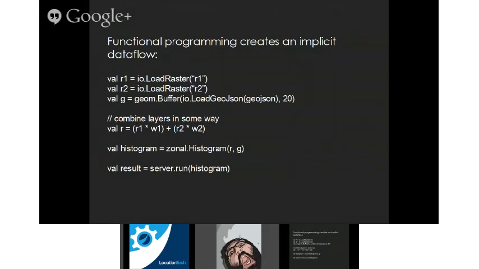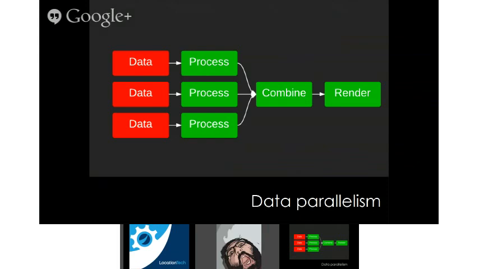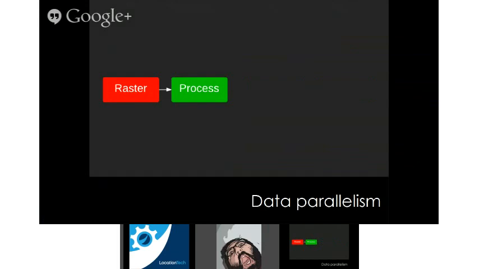Then let's switch over to talking about data parallelism. When we're talking about data parallelism, we're going to focus on a single source of data for a second. So let's just focus on one raster layer and a single operation on that raster layer.